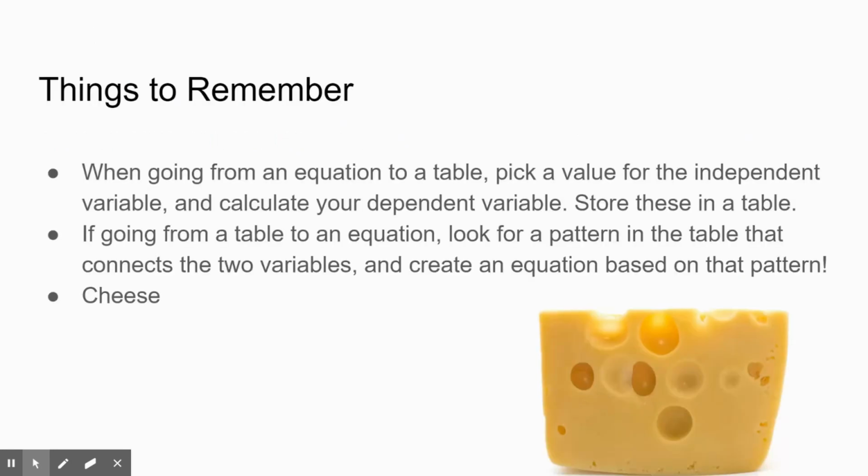Alright, so you should be just about done writing things down. This is never a bad thing to write down, though. Things to remember. When going from an equation to a table, you're going to pick a value for the independent variable and calculate your dependent variable. You're going to store those in your table. If you're going the other direction, you're going from a table to an equation, you're going to look for a pattern in that table that connects the two variables. Then you're going to use that pattern to make an equation. Finally, cheese.